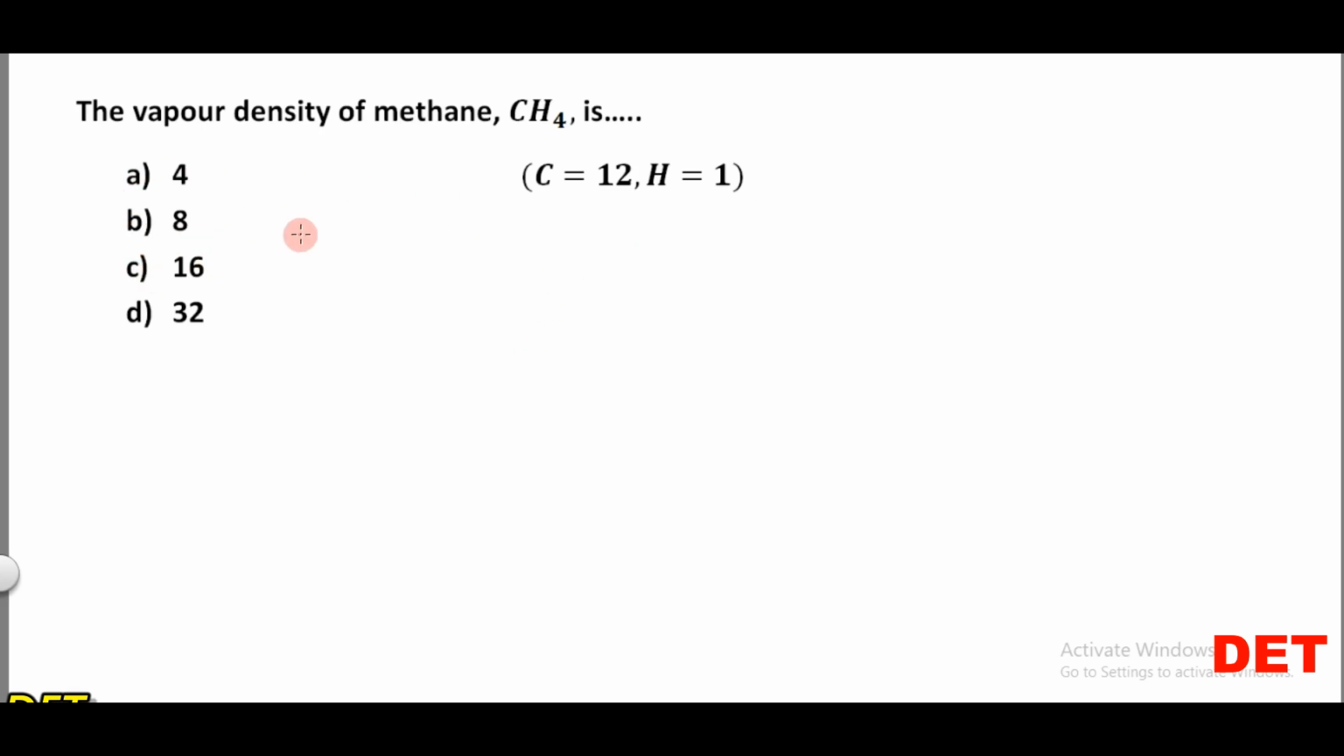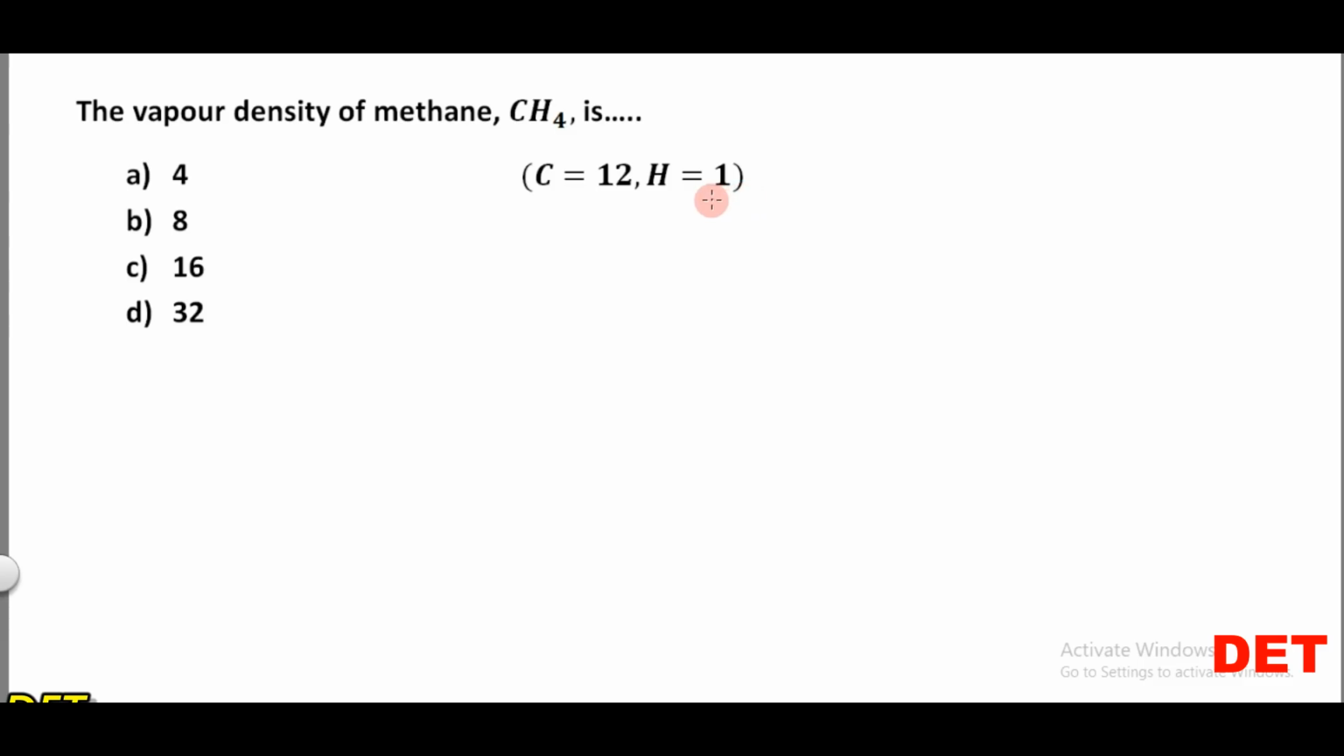All right, so here we're going to look at this question. The question is: the vapor density of methane, CH4, is A) 4, B) 8, C) 16, D) 32. We're given the relative atomic mass of carbon to be 12 and the relative atomic mass of hydrogen to be 1.